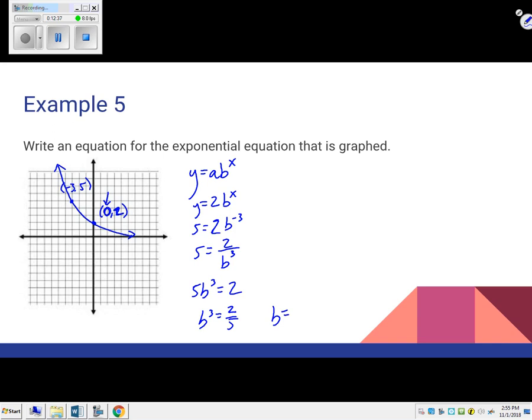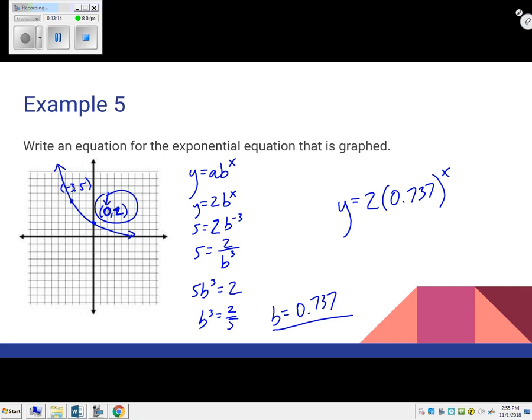And so the cube root of 2/5 comes out to be 0.737, I do believe. Okay, good news. I got my b. My a was given to me. So I can write my function: y equals 2 times 0.737 to the x. So like I said, that's not too bad. It does need some practice given that initial value.